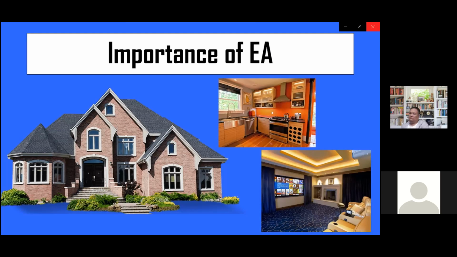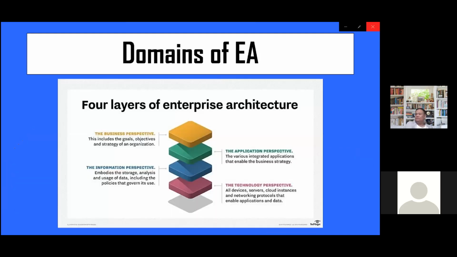It's a document that will tell us the current state of the company in a strategic way. So that's the importance of EA. EA has four domains. So let's take a look at them.